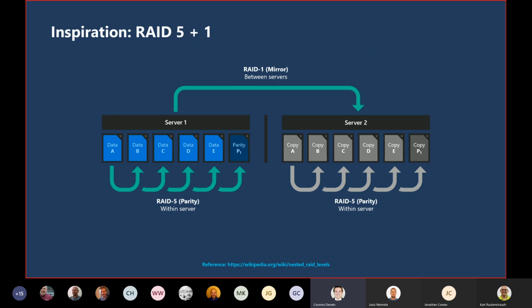Now, this uses the same technology that Azure Stack HCI relies on at very large scale to do erasure coding. It's technology that was pioneered by the folks over in Microsoft Research.